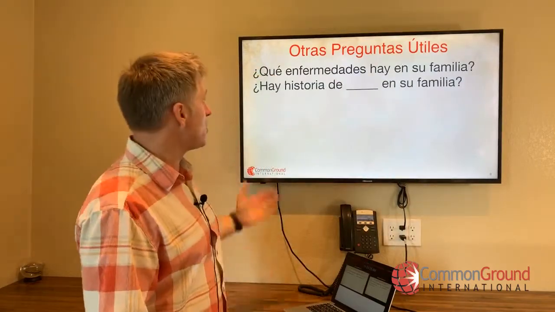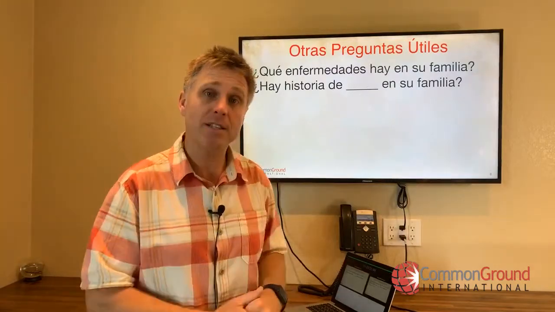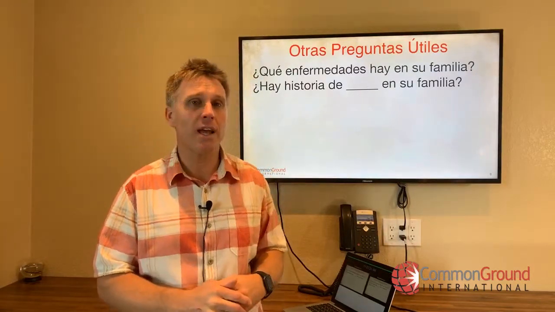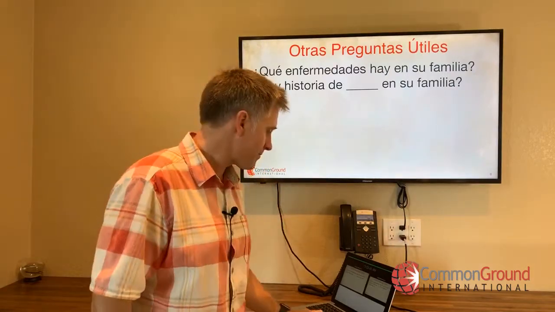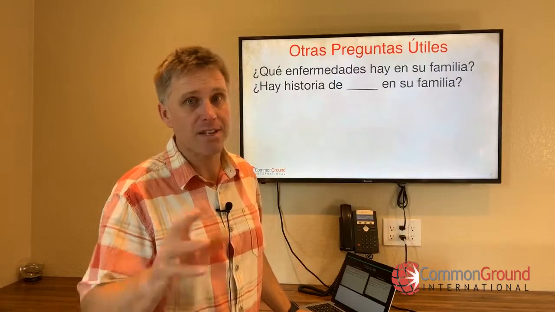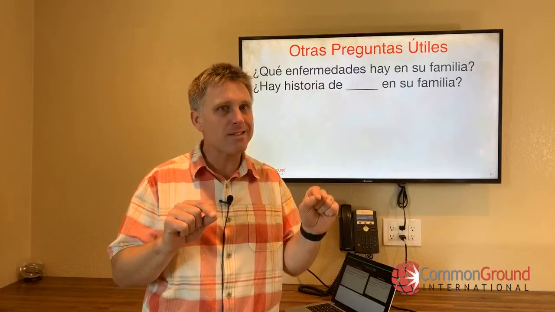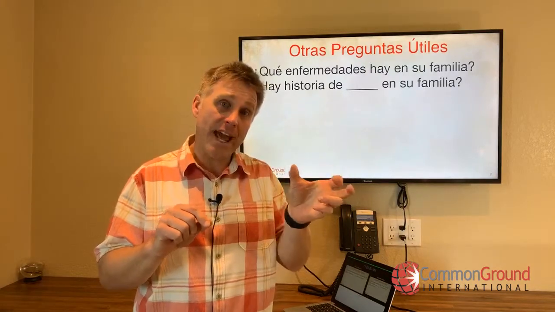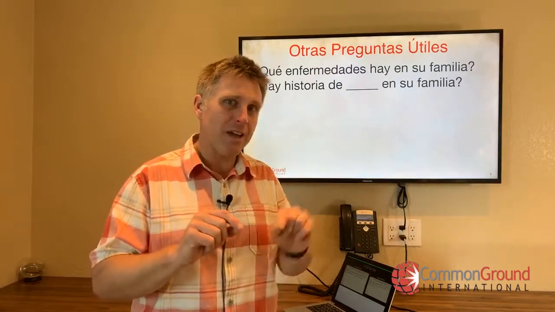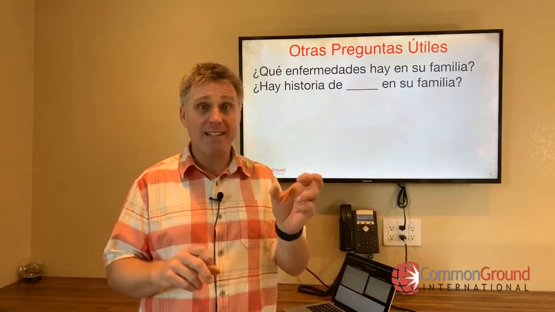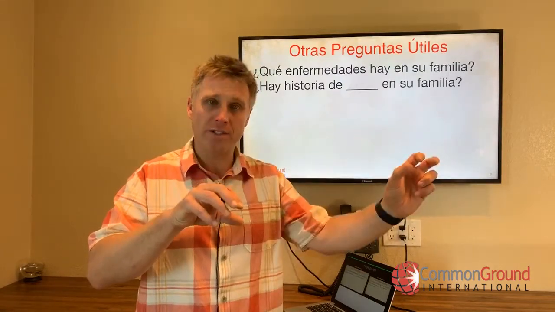Okay. ¿Hay historia de, is there a history of, and you fill in the blank. ¿Hay historia de diabetes en su familia? ¿Hay historia de enfermedades de corazón en su familia? Or enfermedades cardíacas, either way, okay? Bien, if you say enfermedades cardíacas, then you're using cardíaca as an adjective to describe enfermedades. If you say enfermedades de corazón, then you have to add that de there because you're saying illnesses or diseases of the heart. Okay, make sense?